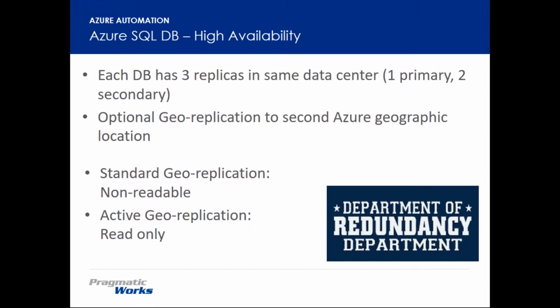By default, the 3 replicas are in the data center that you choose when you create the database, but we can optionally set up geo-replication. That would mean that if you've got a database in the central region, but you would feel more comfortable having it replicated to an additional Azure data center, maybe in the south, you can set that up optionally. There are 2 types of geo-replication available: standard and active. The difference between those 2 is that on the active, you can read the replicas, whereas on the standard, those are not readable. They're there for disaster recovery, really.